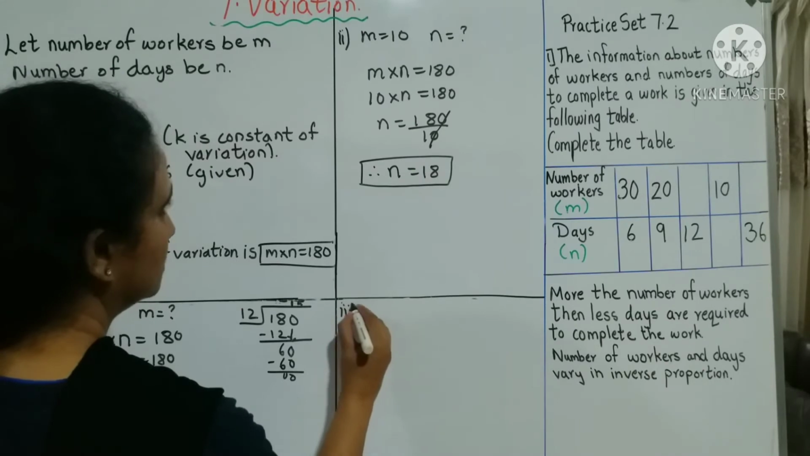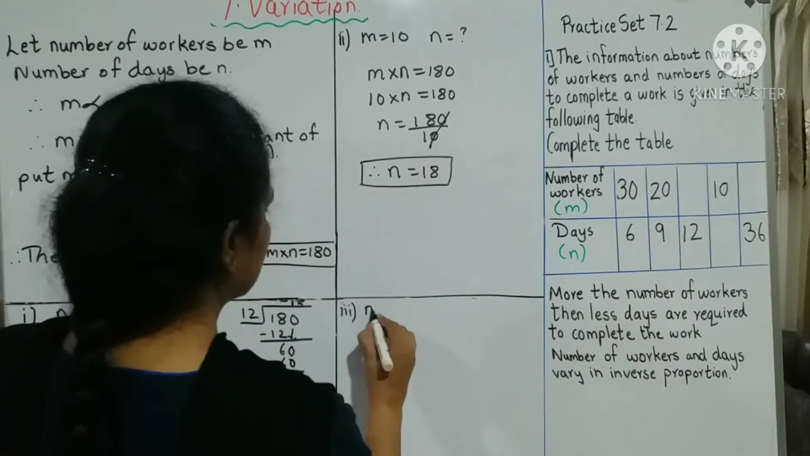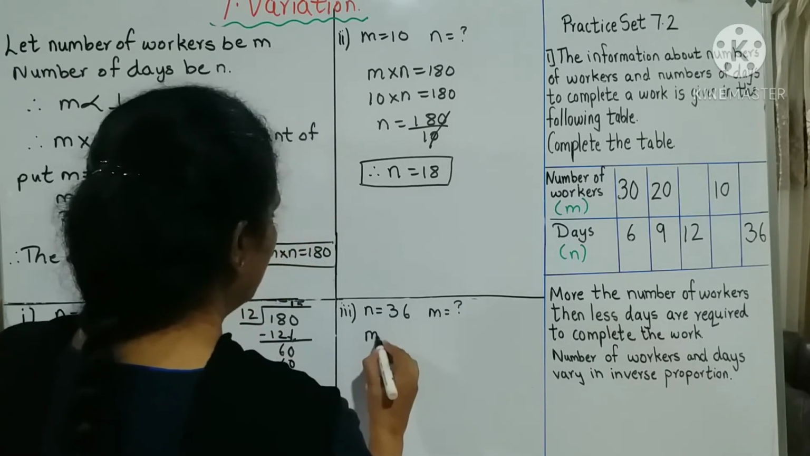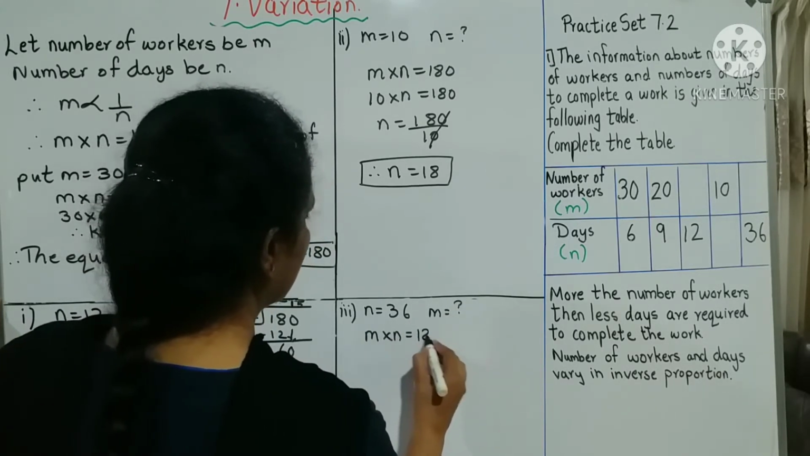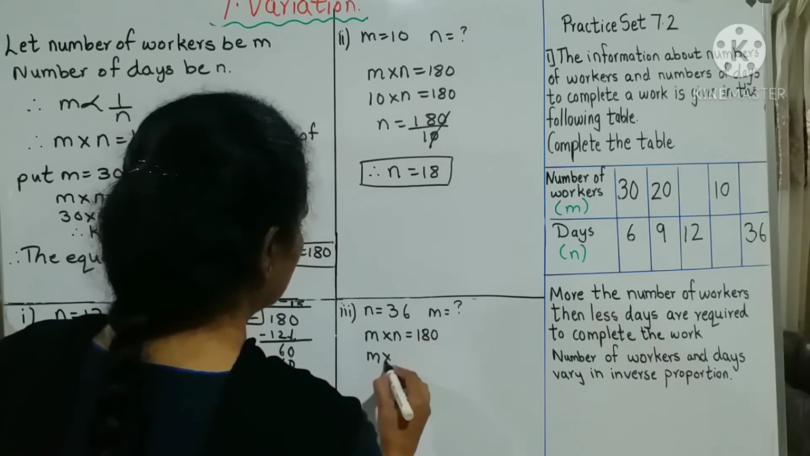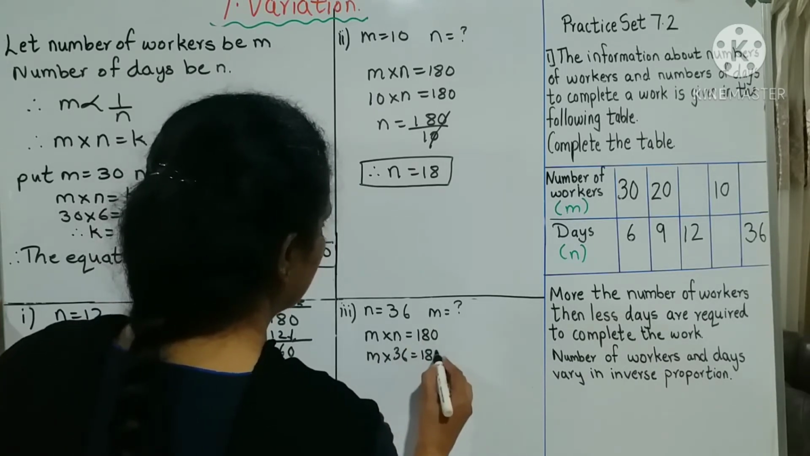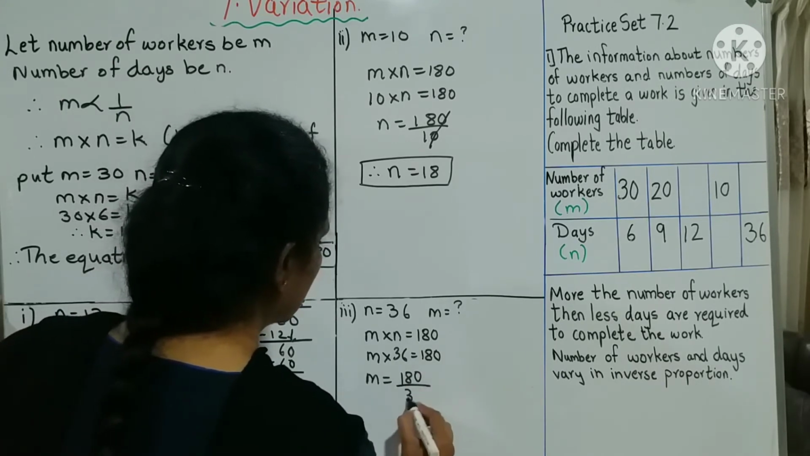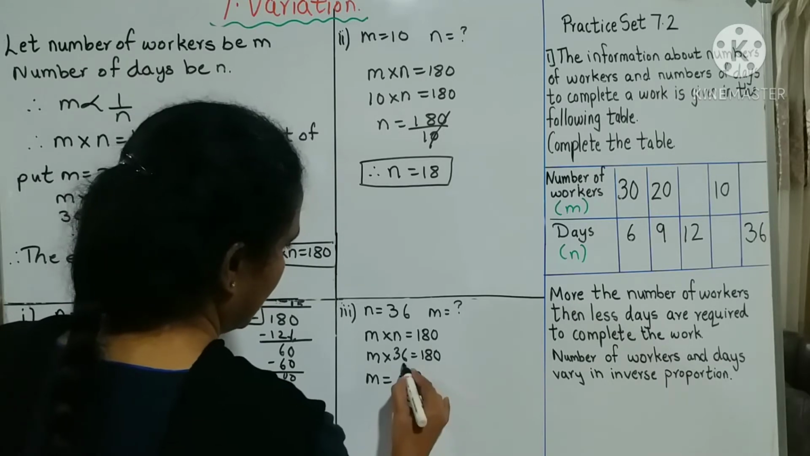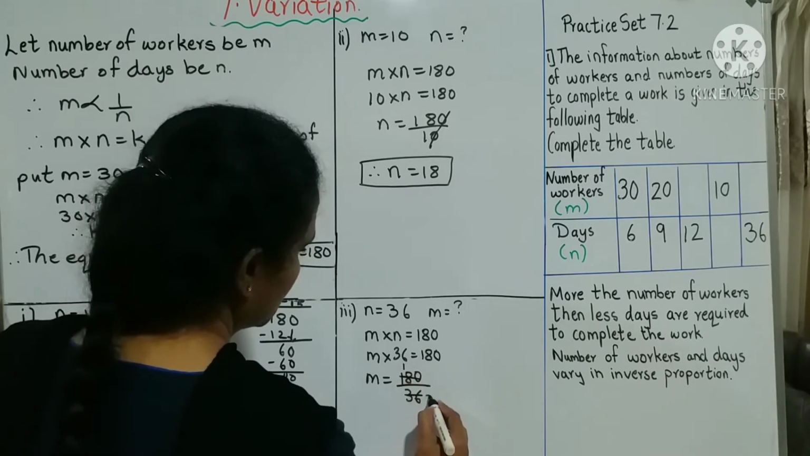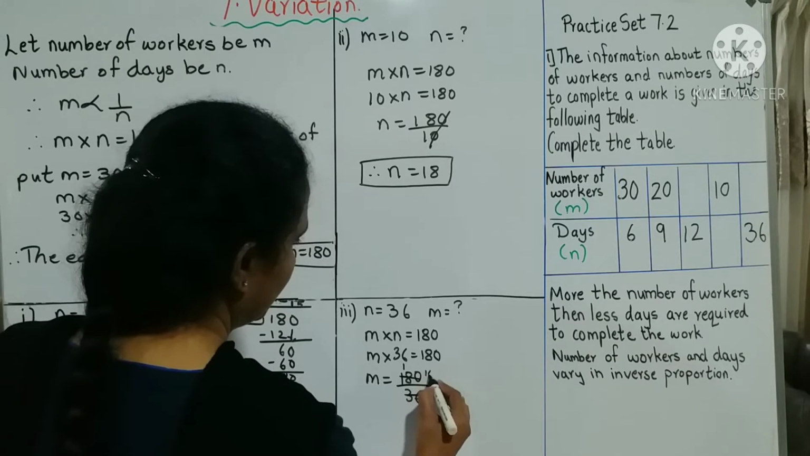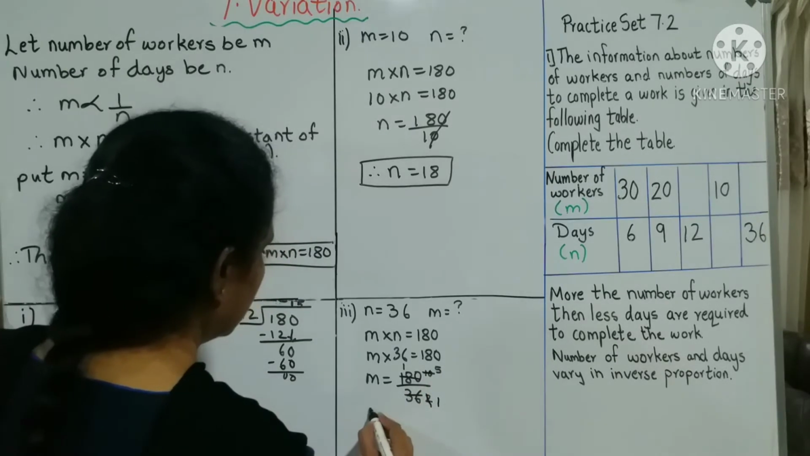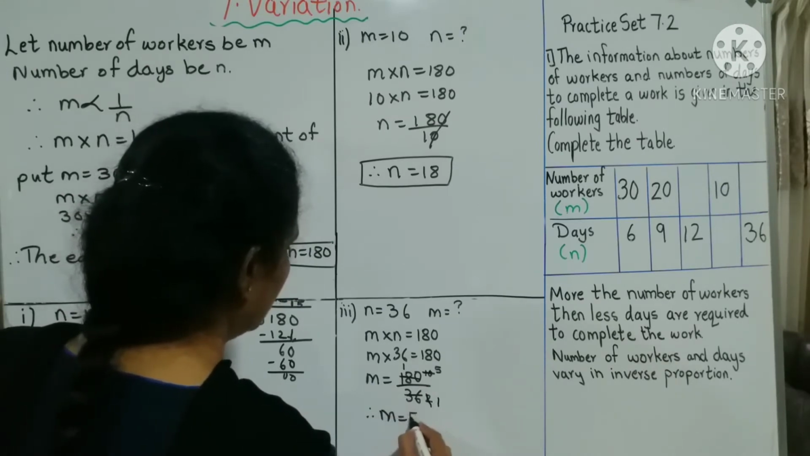Now, third, n is 36. m we are going to find out. m into n is equal to 180. m into 36 is equal to 180. m is equal to 180 upon 36. 18 ones are 18, twos are 36. Over here we have 10. So 2 ones are 2, fives are 10. Therefore, m is equal to 5.